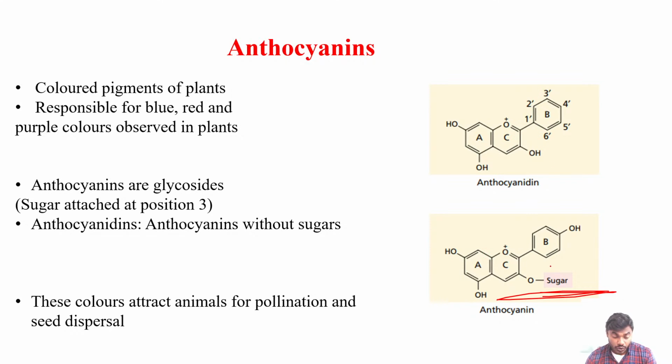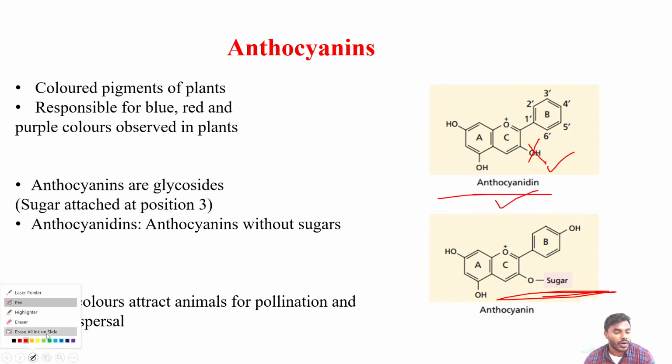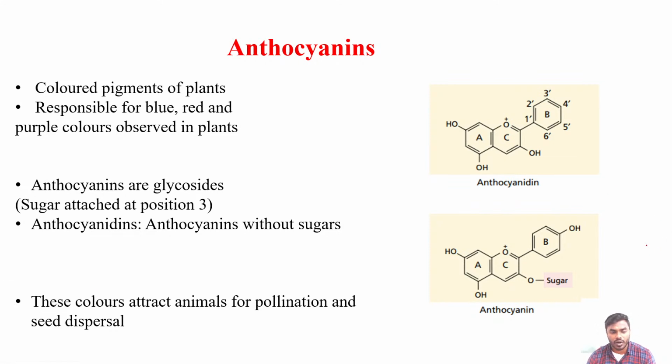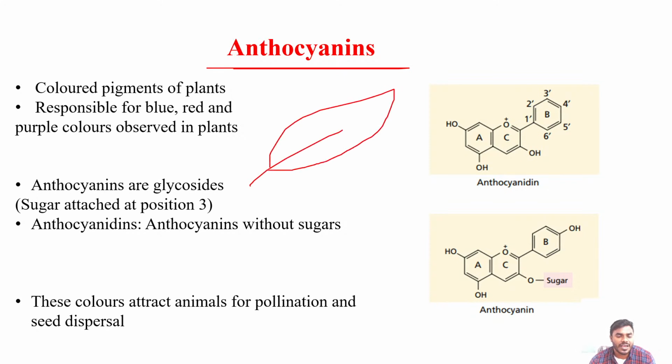See here, if the sugar is not present, you can look into the diagram. In this example, instead of the sugar, there is an OH group. Then we can't call it an anthocyanin. Instead, we will call this, my friends, anthocyanidin. Do not get confused with this particular statement at all. Okay, what is the ultimate function of the anthocyanin? If the leaf is colored blue or purple, then what happens? Insects from a longer distance will get attracted. They will come for pollination as well as for seed dispersal.